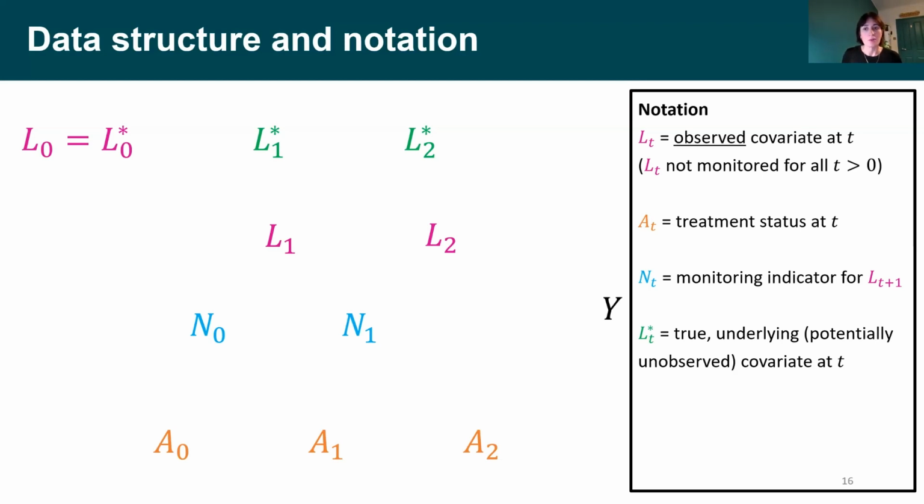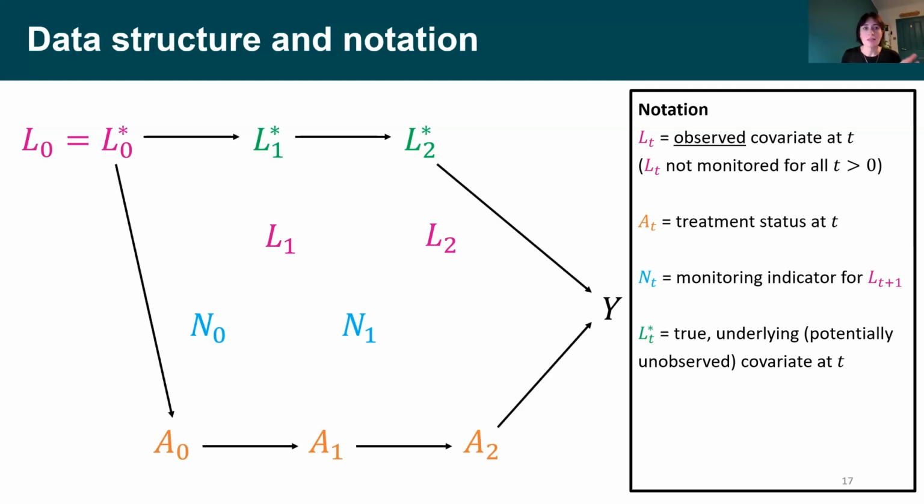So at the first time point, we assume that L0 is always monitored, for example, because this may form part of our eligibility criteria. So we have L0 equals L0 star. And it's this underlying true covariate process that affects Y. So we have arrows going from L star to Y. And also because the treatment may possibly affect the outcome, we have arrows from A to Y. And similarly, A affects the true underlying covariate L star.